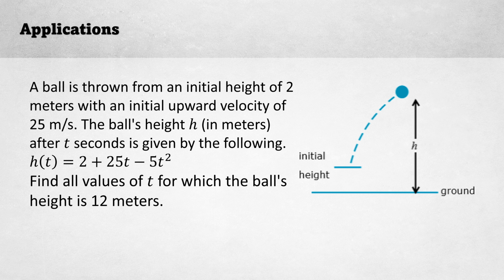Let's look at this application problem. A ball is thrown from an initial height of 2 meters with an initial upward velocity of 25 meters per second. The ball's height, h in meters, after t seconds is given by h of t equals 2 plus 25t minus 5t squared. We're asked to find all values of t for which the ball's height is 12 meters. That means h of t equals 12. So we substitute 12 for h of t and try to solve the equation for t.